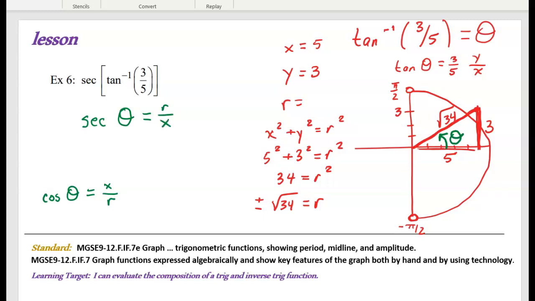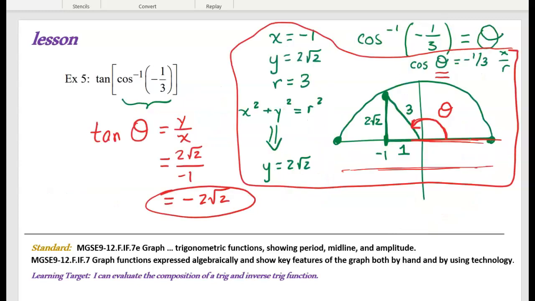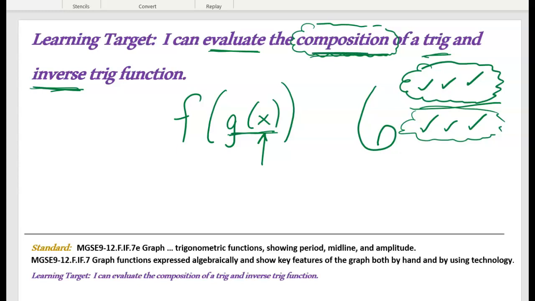No matter what we're doing with secant, we always go back to cosine, whether we're graphing, whether we're evaluating, whatever. So I know the r value. The r value is root 34. The x value is 5. Final answer. All right, so the goal is to compose two functions, one of which is a trig function, one of which is an inverse function, and then you're actually evaluating. So you're finding the answer.